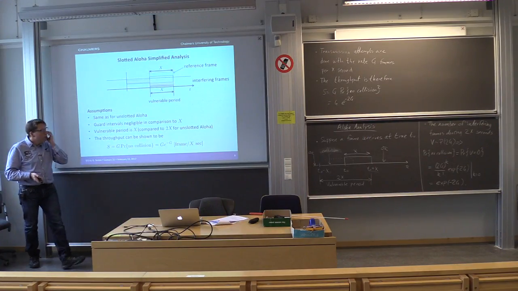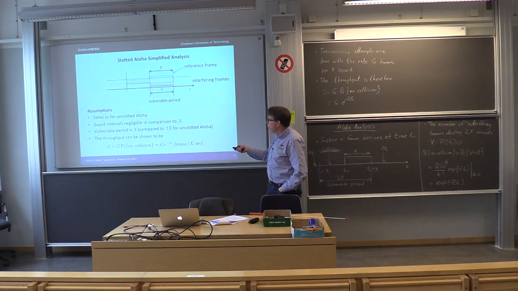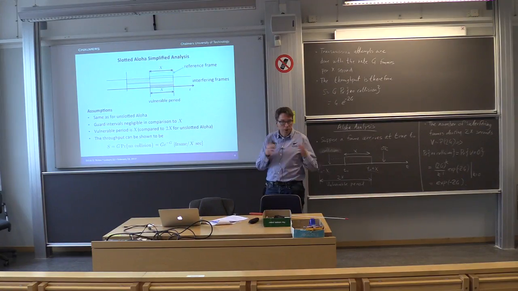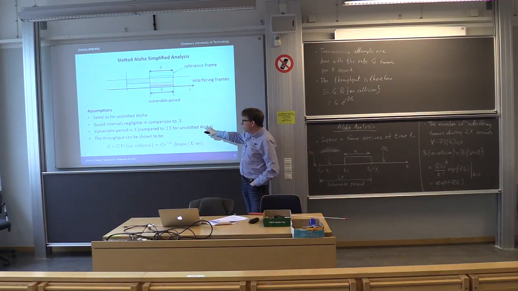Okay, now if we do this slotted and we ignore the guard interval, so the assumptions are the same as for unslotted ALOHA, and the guard intervals, we assume that they are negligible compared to X, so we can ignore them in the analysis here. Then the vulnerable period, suppose we want to transmit this blue frame here, then collisions with this will only be those frames which are generated during X seconds. Okay. All right. So now the vulnerable period is X rather than 2X as we had before.